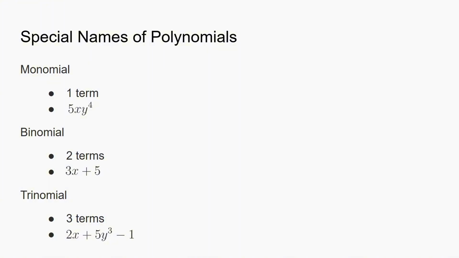A good way to remember these names is to think of cycles. For example, a monocycle is a cycle with 1 wheel, a bicycle has 2 wheels, and a tricycle has 3 wheels.